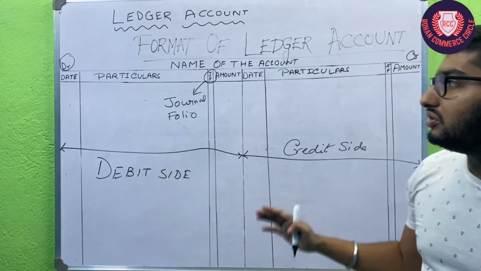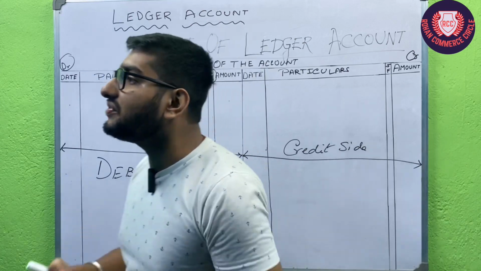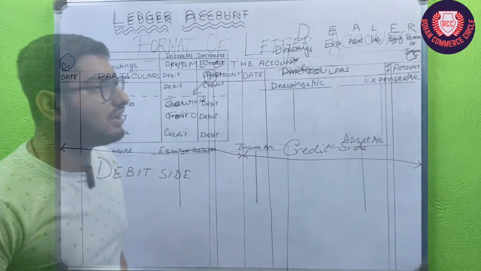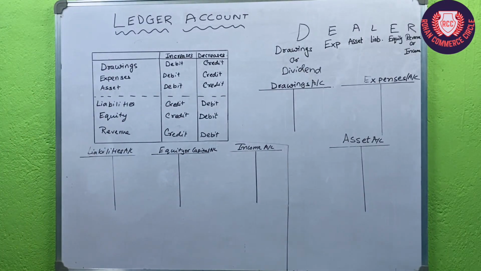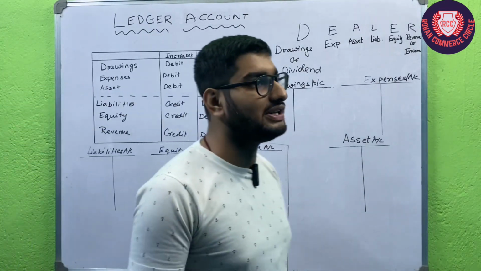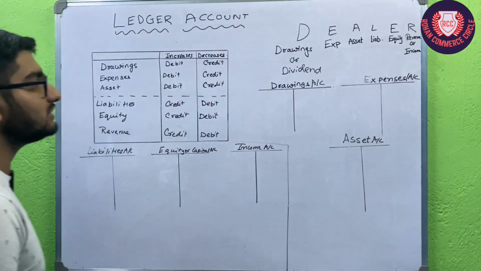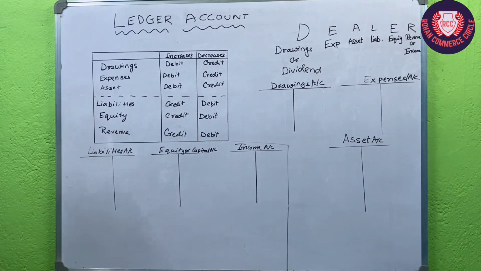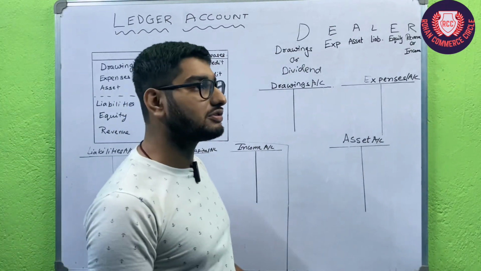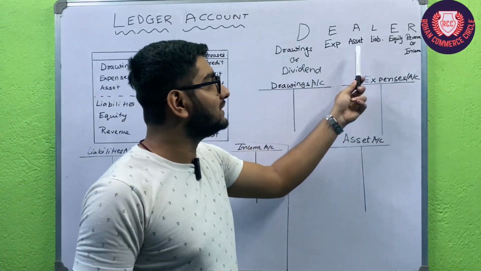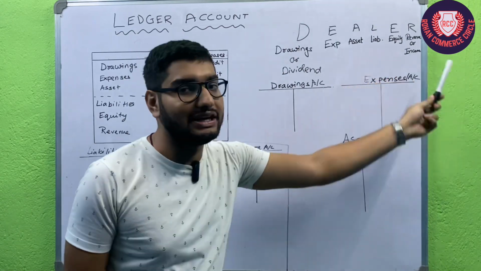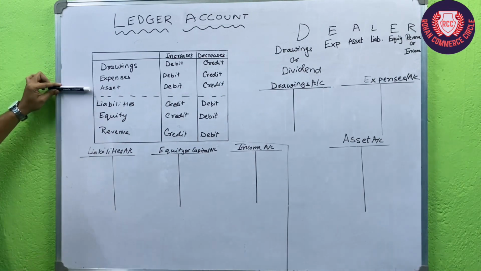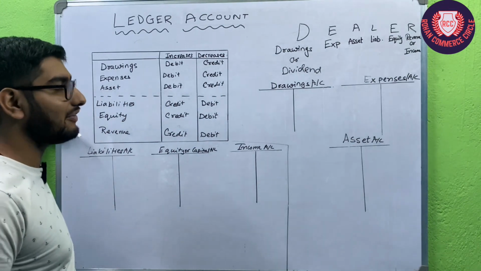Next we will be coming to the examples of ledger, but before that I would like to tell you some rules of the ledger. So now coming to the dealer rule. You all know the dealer rule already. If you have seen my journal videos, you know all these rules, but I am saying it to you again because we need it in the ledger also. So it's drawings, expenses, asset, liability, equity and revenue. Okay. So you all know what drawings are, what expenses are, what assets are, what liability, equity and revenue are.